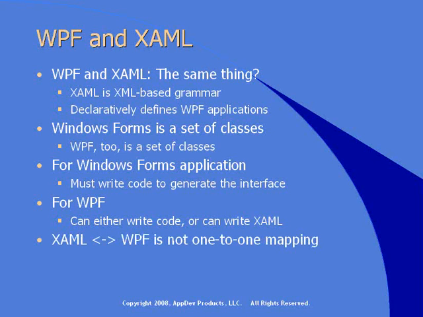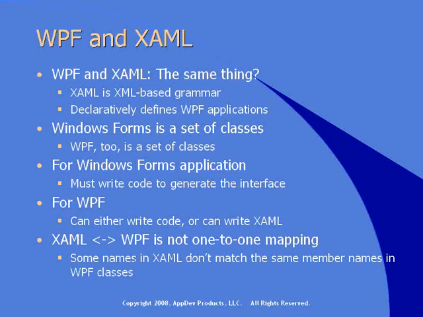I will point out that XAML to WPF isn't a one-to-one mapping. That is, there are classes in WPF that have different names than the corresponding elements in XAML, and you get good after a while of recognizing those differences. Some names in XAML don't match the same member names in WPF classes. Most of the time, they do.